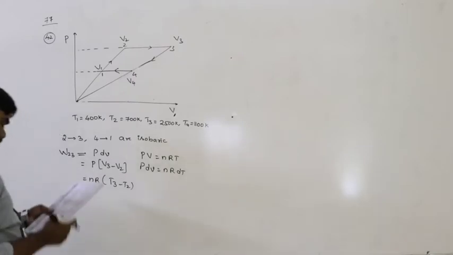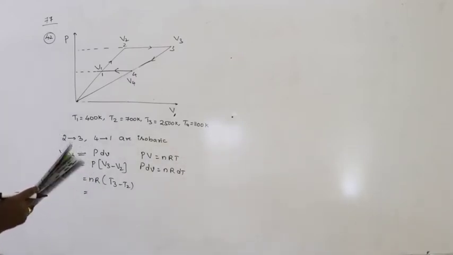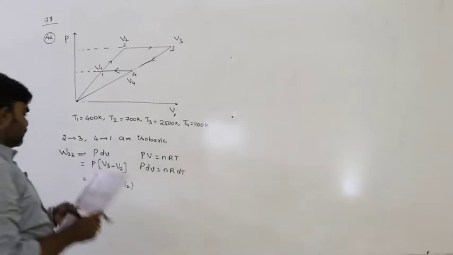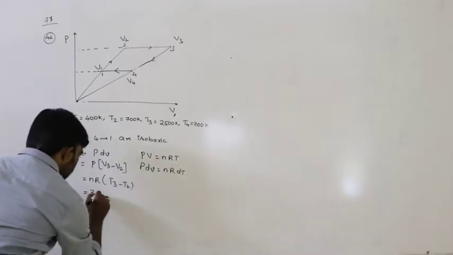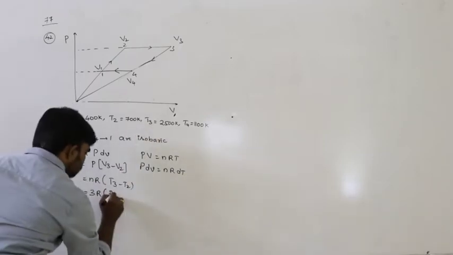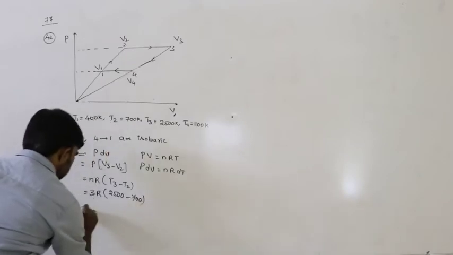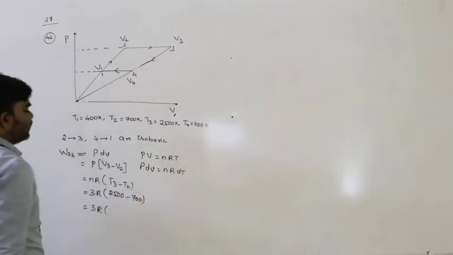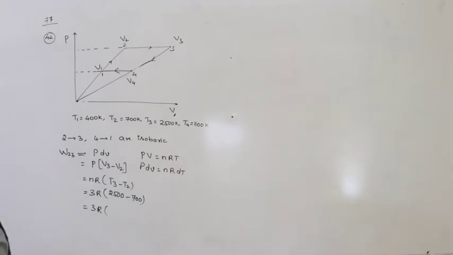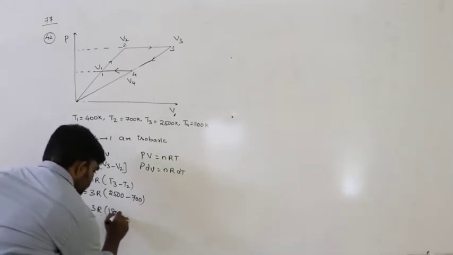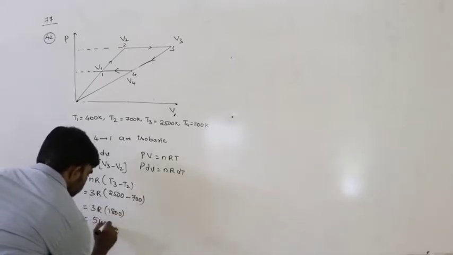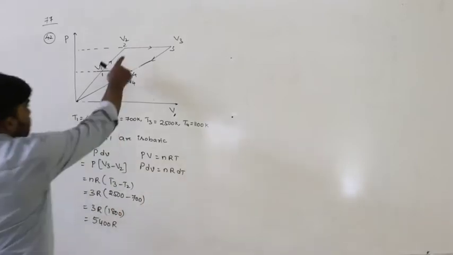So how many moles is it? 3 moles of an ideal gas. So 3R into T3 value is 2500 minus T2 is 700. So that is equal to 3R into 2500 minus 700. How much is it? 2500 minus 700, 1800. 1800 3s are 5400 R. That is W23.